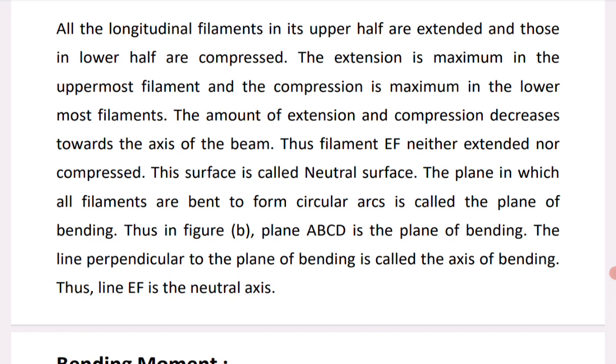The plane in which all filaments are bent to form circular arcs is called the plane of bending. In diagram B, plane ABCD is the plane of bending. The line perpendicular to the plane of bending is called the axis of bending. The line EF is the natural axis or neutral axis.